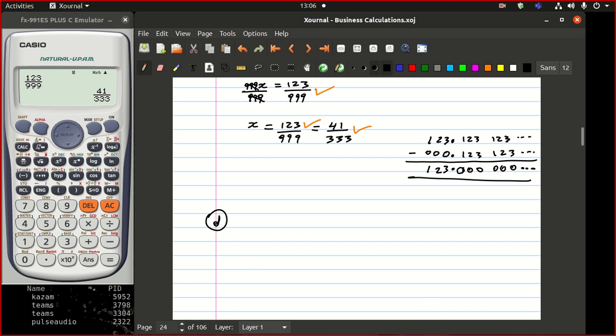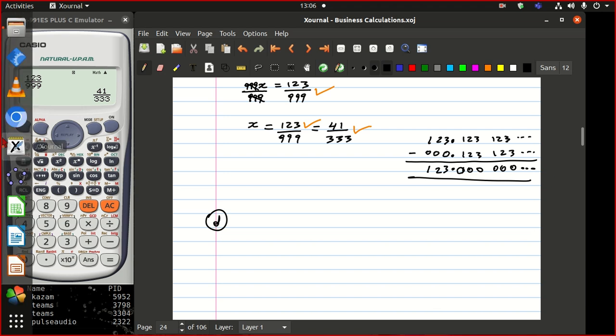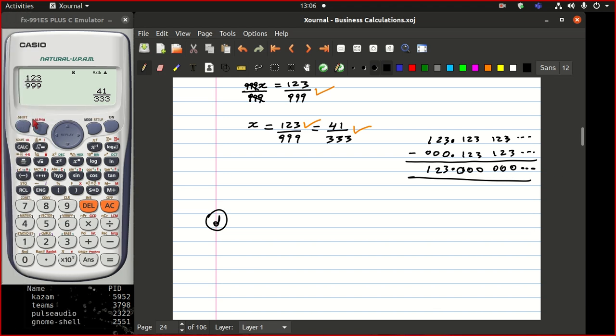Okay. Can you try number D and number E and see what you are getting? You can send it on WhatsApp and see if we are getting the same thing.